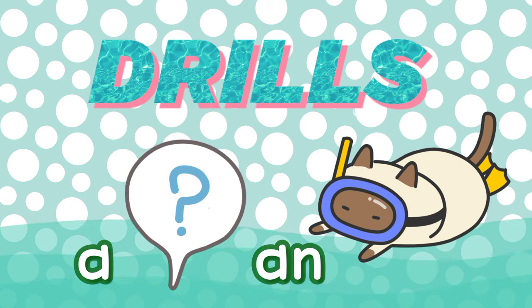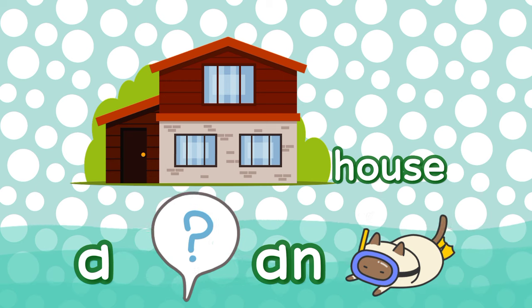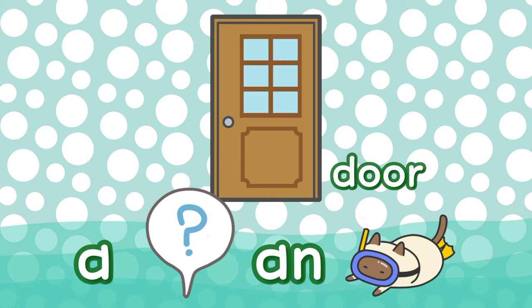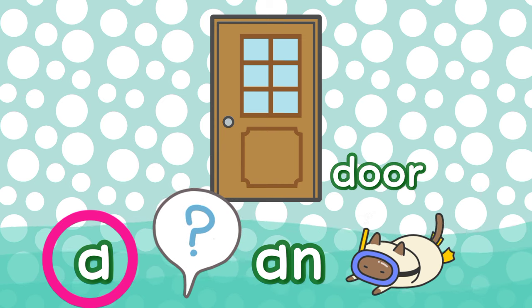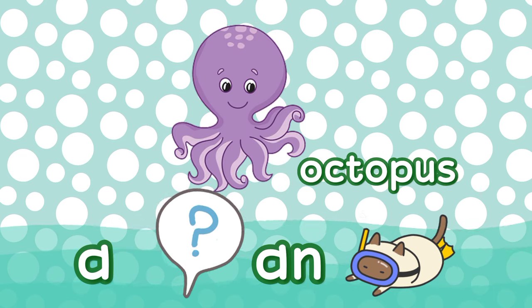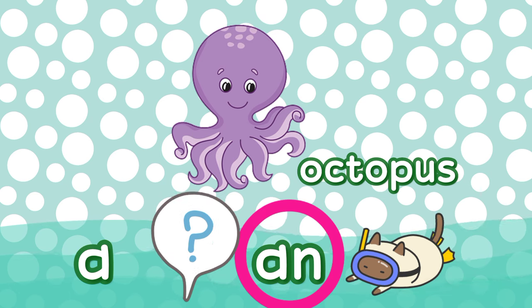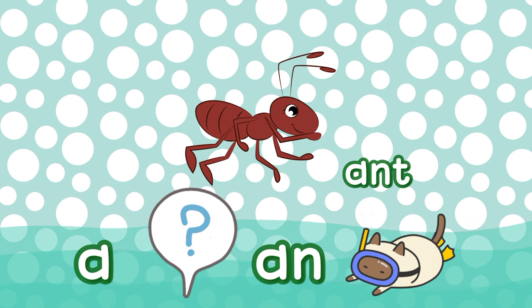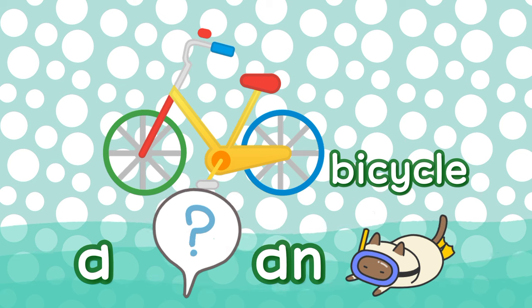Are you going to use A or N? A house or an house? Right, a house. A door or an door? Right, a door. A octopus or an octopus? Right, an octopus. A ant or an ant? An ant, correct.